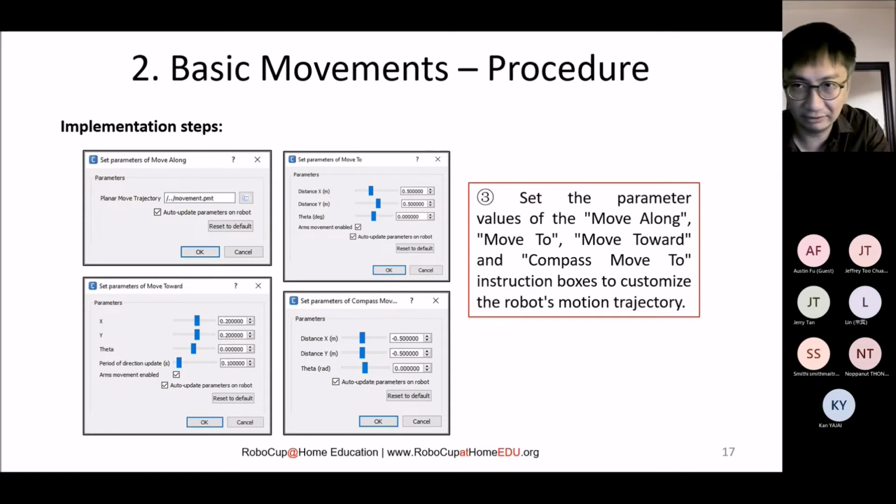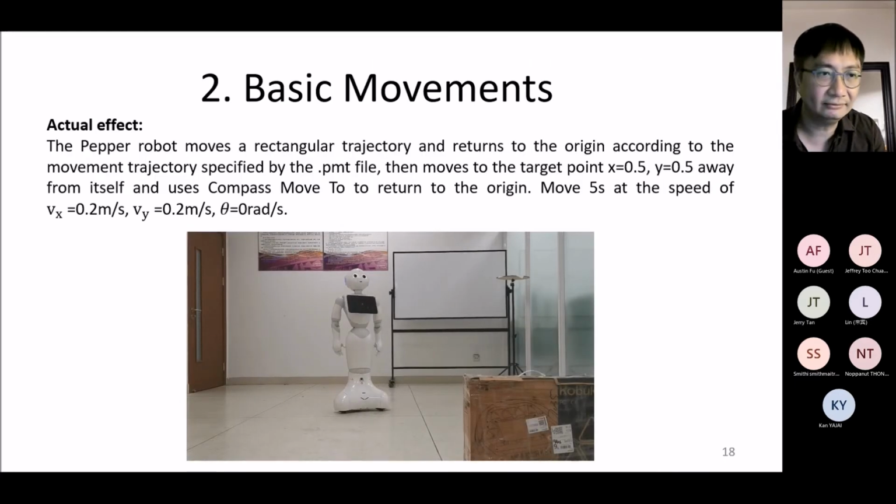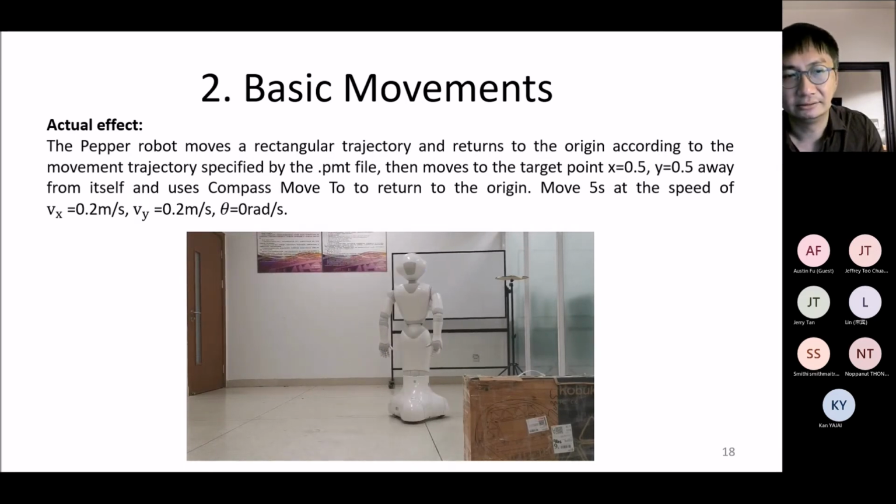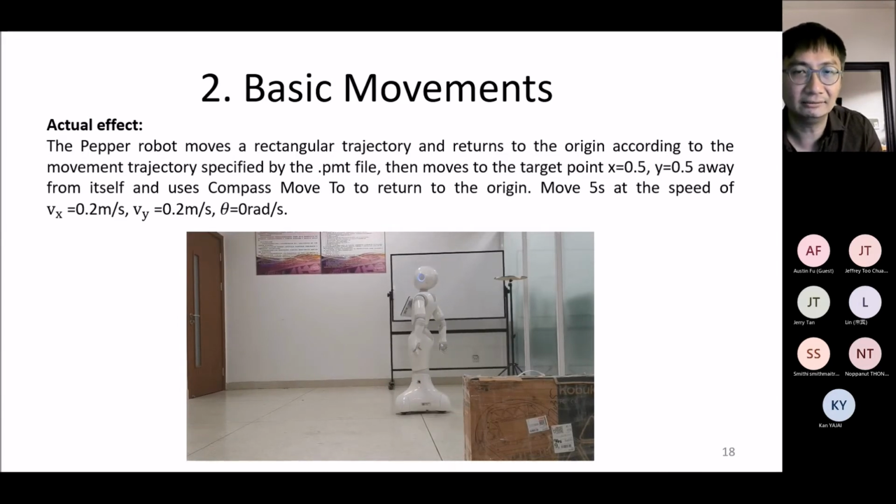Here we give some examples. You can key this in, but it's already in the example, just to show you where to set the parameters. You just need to open up the box settings, then key in all these values. Then at the end, if you run the example, you will see something like this. Pepper will move according to the path.